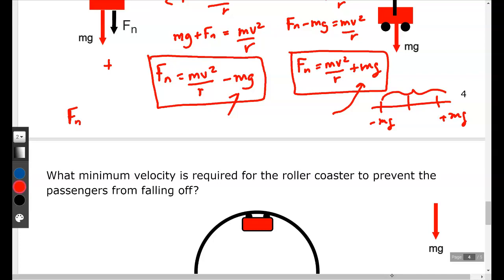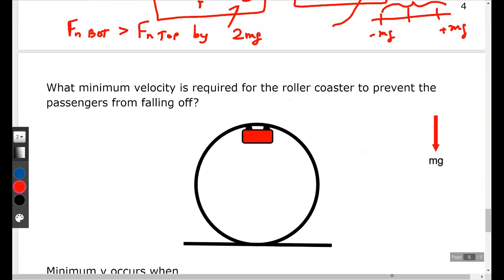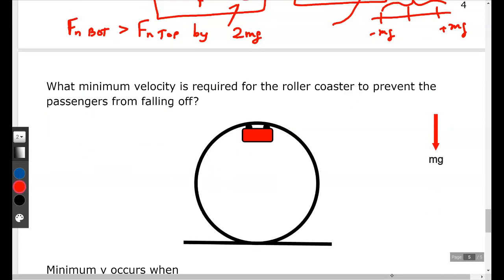F normal bottom is greater than F normal top by 2 mg, or twice the weight of the car. Here's another similar situation that we had before. What's the minimum velocity required for the roller coaster to prevent the passengers from falling off? That's another way of saying maintaining that circular motion.